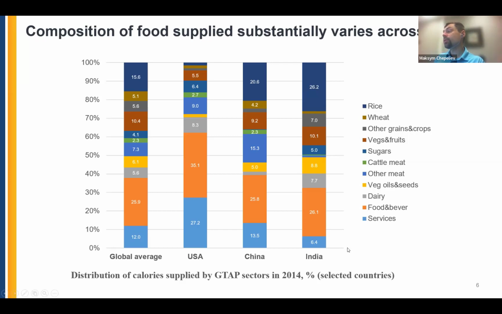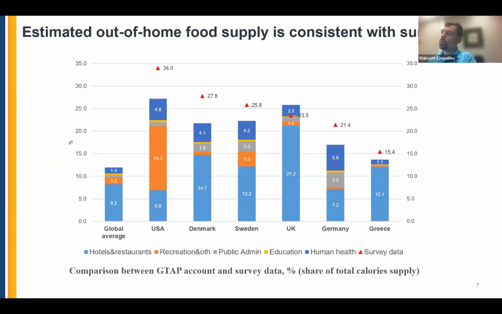So one other important aspect of the database that we try to incorporate is the implementation of the food supplied out of home, or food supplied from services. It is a well-documented fact that in high-income countries, the largest share of food is being supplied by service sectors or consumed out of home. So we see here that based on these GTAP estimates, the global average is 12% consumed out of home, while in India it's around 6% and the US is over 27%. So we can then also trace how this food consumed out of home can be compared to survey data in selected countries.